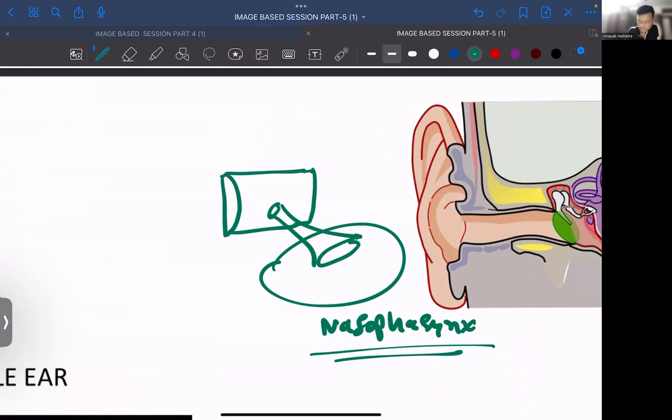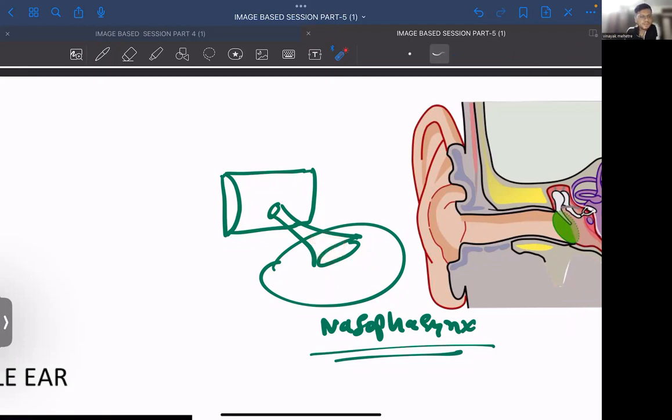Nasopharynx, sore throat. What happens from here? The organism from the upper respiratory tract infection will go inside. Where will it come? It will come into the middle ear. Because the organisms are so many, this tube will get blocked. There is negative pressure in the middle ear already. Now this tube is blocked by the organism.